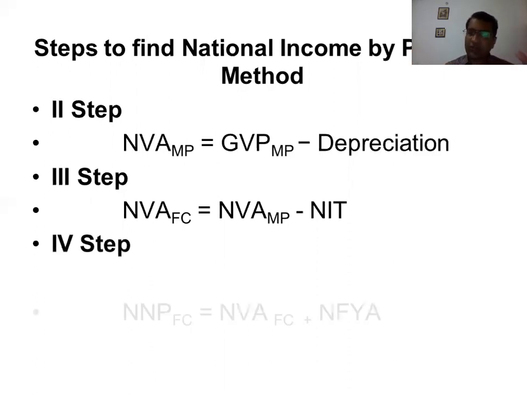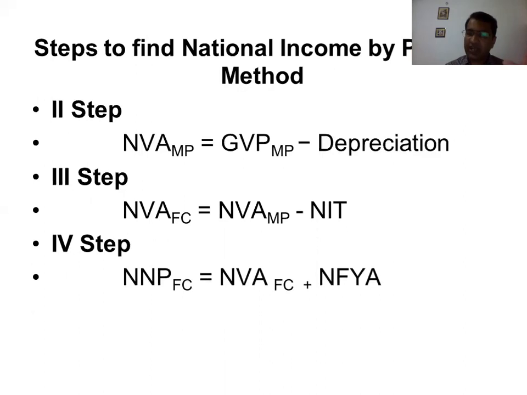The next step is to calculate national income. NNP at FC is equal to the national income. It is also called net value added at factor cost plus net factor income from abroad. If we add net factor income from abroad to the net value added at factor cost, the total is called national income or net national product at factor cost. So by these four steps we can calculate the national income.